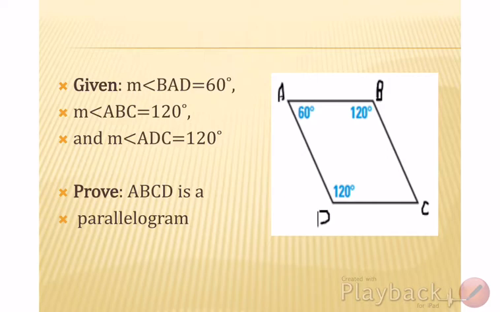This first figure of a quadrilateral shows three angles. So that's information that's been given to you. Angle BAD is 60 degrees. Notice how the letters are written, how that corresponds to the angle that's described. Angle ABC is 120 degrees, and angle ADC is 120 degrees. You are asked to prove that the quadrilateral ABCD is a parallelogram.